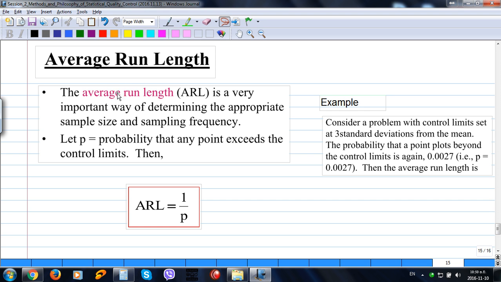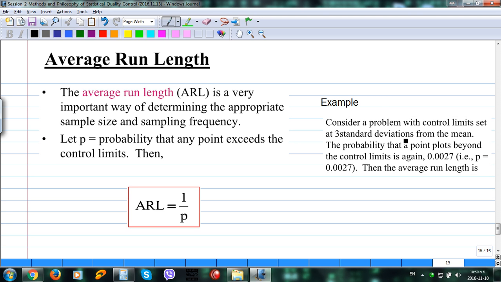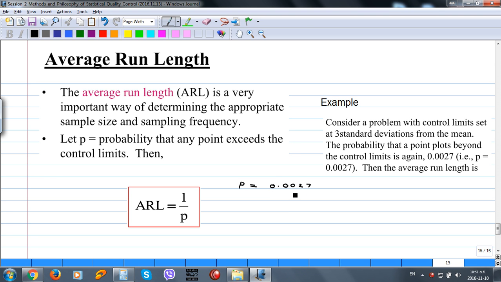The average run length is a very important way to determine the appropriate sample size and sampling frequency. You can find the average run length as 1 over p, where p is the probability that a point exceeds the control limits. So here is an example. Consider a process with control limits set at 3 standard deviations from the mean. The probability that a point plots beyond the control limits is p equals 0.0027. To find the average run length, ARL equals 1 over p.